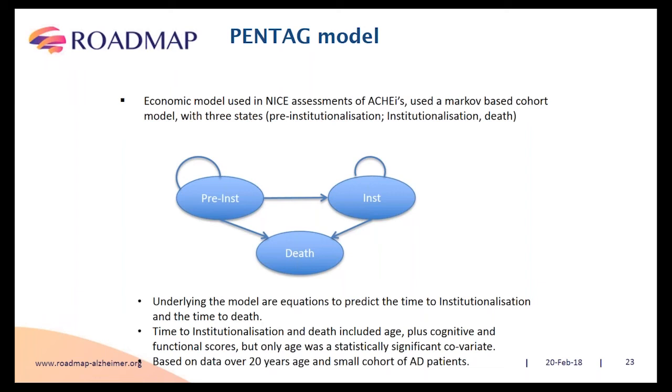So much so that this was used in the NICE assessment of acetylcholinesterases based on a Markov cohort approach with 3 states, basically pre-institutionalization, institutionalization, and death. And to fuel this Markov model in the NICE assessment, there are basically equations that predict time to institutionalization and time to death based on various clinical factors. And the time to institutionalization and time to death include age, plus cognitive and functional scores, but only age was a statistically significant covariate in the original derivation of these models.